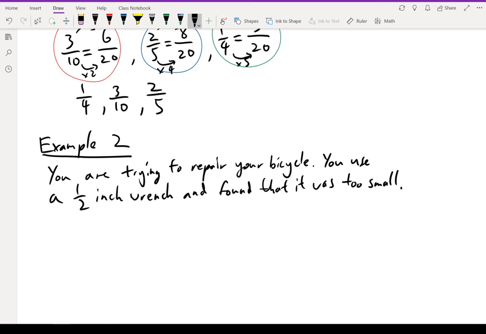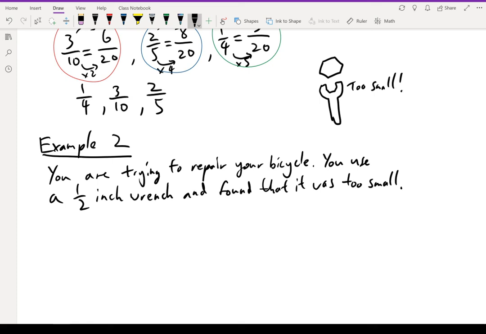So what is a wrench? A wrench is this type of tool for screwing in those special hexagon screws. So you use a wrench for those. Okay, and so you found out that the 1/2-inch was too small. So maybe it was supposed to be like this, but then it's too small. Okay, too small. And so you need to use a bigger one.